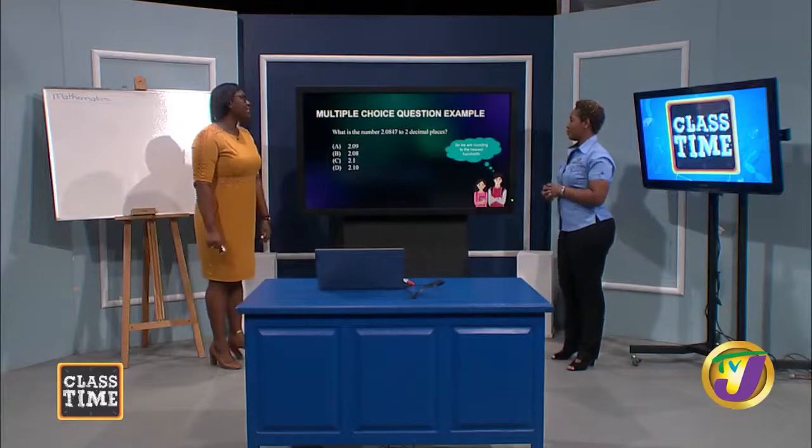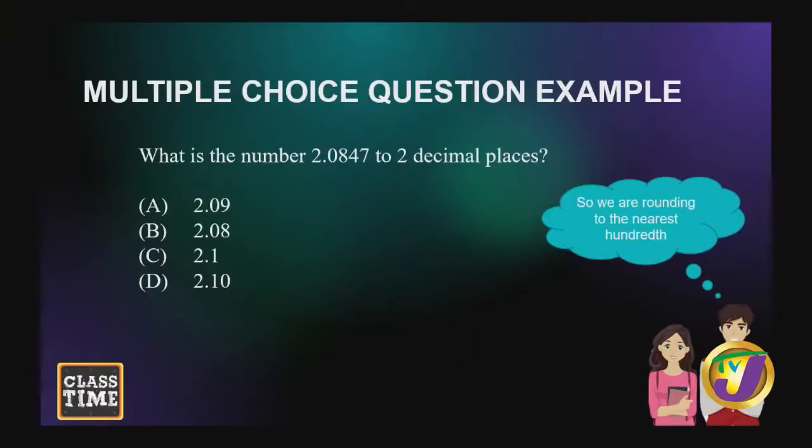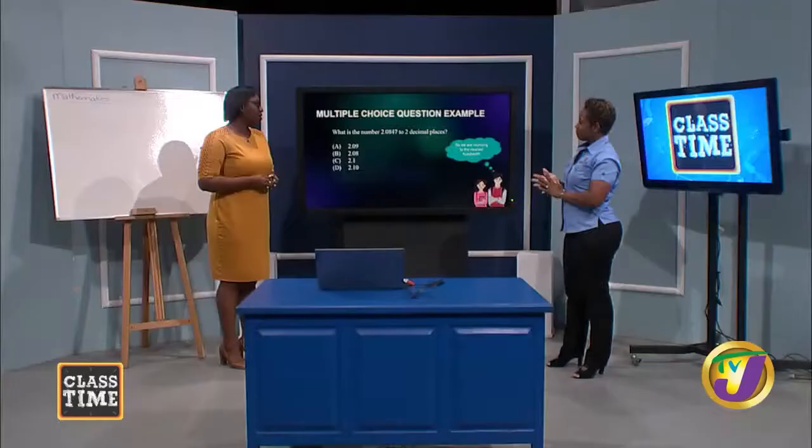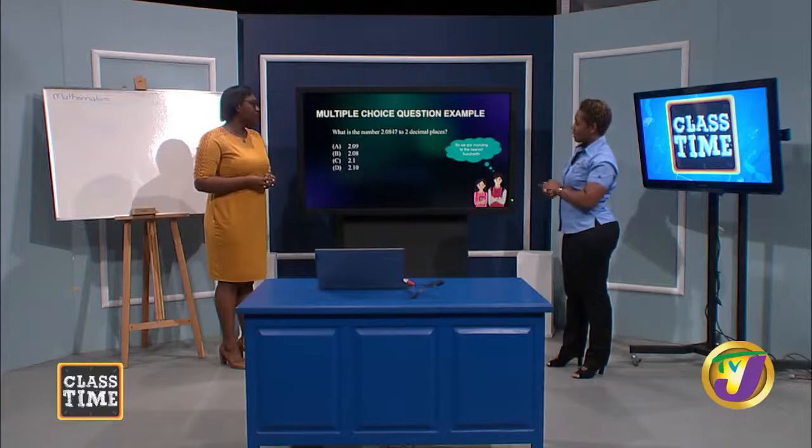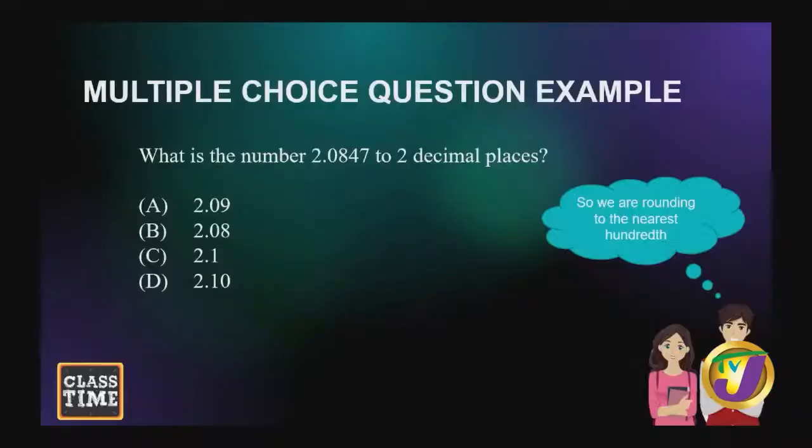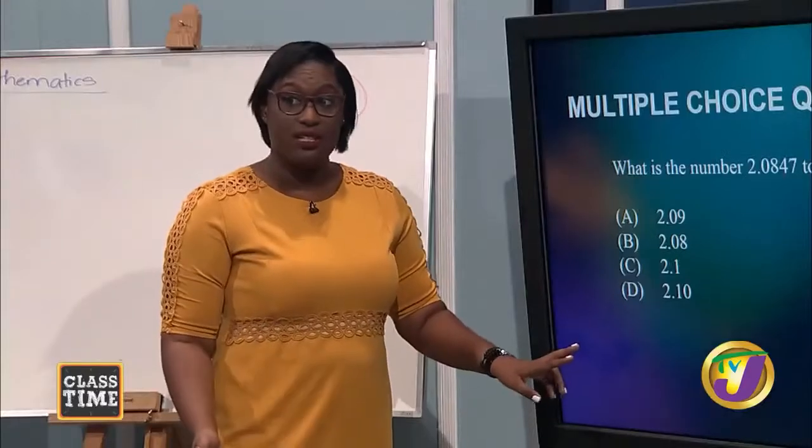All right, so, what is the number 2.0847 to 2 decimal places? You just love the decimal then. 2 decimal places. So I know my decimal, and then 0 is my first decimal place. 8 is my second decimal place. All right, I know I can't just drop it off. I have to pay attention to the digit in my 1000th place, and that is not even halfway. So it's going to be 2.08. All right, so again, we're rounding to the nearest hundredth this time around.